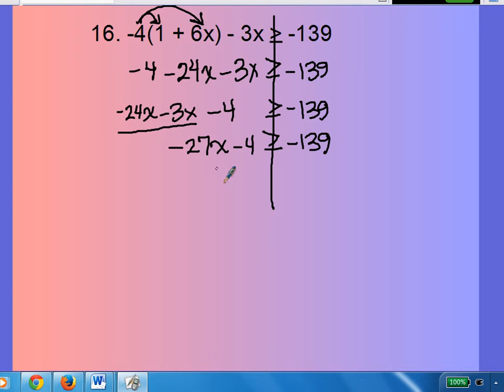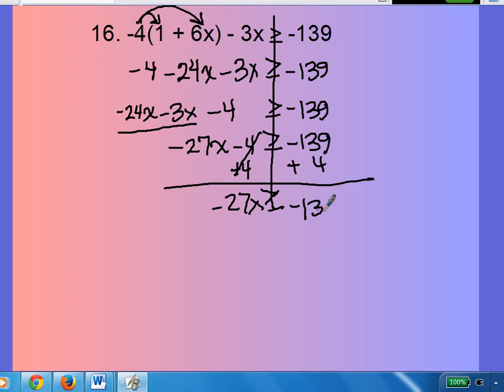Now we're going to start moving numbers so we only have x's on this side, so that's nice. Let's take the numbers over there. So adding the 4, canceling them out, we get negative 27x is greater than or equal to negative 135. Subtract because their signs are different. Now we're dividing by a negative. Remember what you do when we divide by a negative and we're working on an inequality? Yep, we reverse the symbol. That's the only thing that's different when you're solving an inequality.